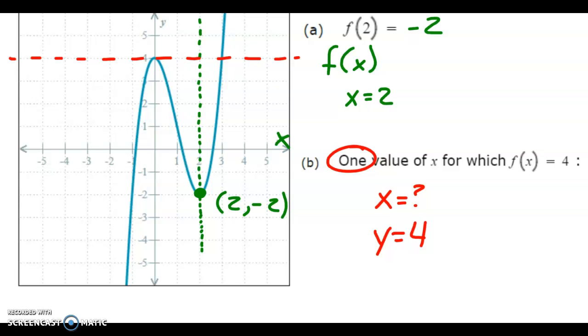So what are my options? Y is equal to 4 at x values of what and what? 0 and 3. So your x equals 0 and 3. You could put either one of those for your answer. Okay?